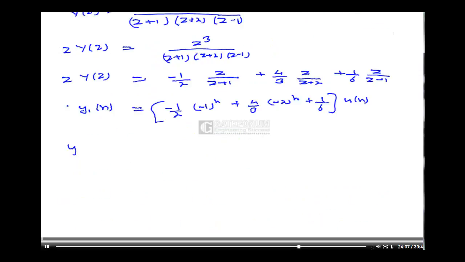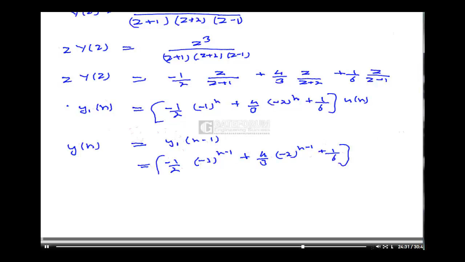Okay. To get y(n) from this, I need to shift it by 1. So, this will be nothing but y1 of n minus 1. This is minus 1 by 2 into minus 1 to the power n minus 1 plus 4 by 3 into minus 2 to the power n minus 1 plus 1 by 6, multiplied by u of n minus 1. So, this is the final answer.